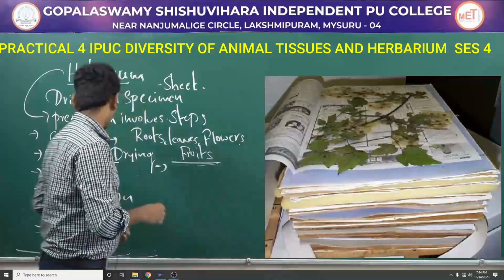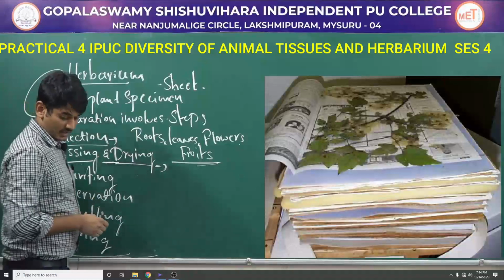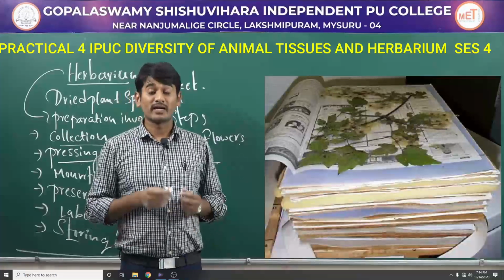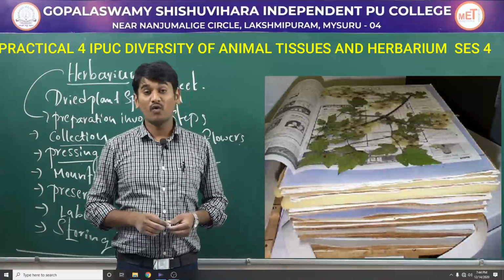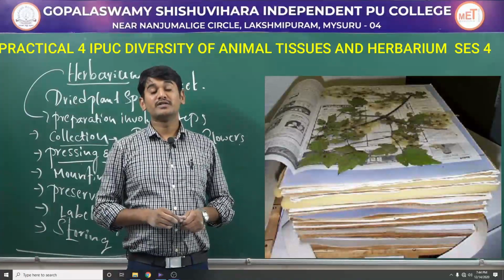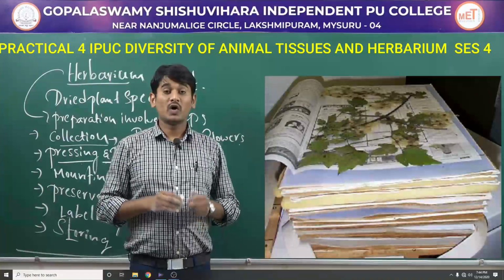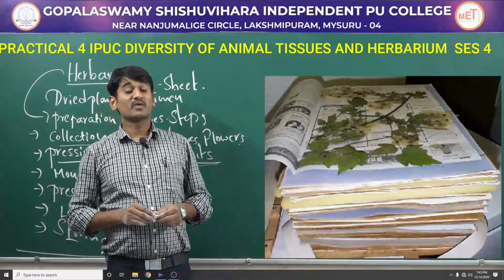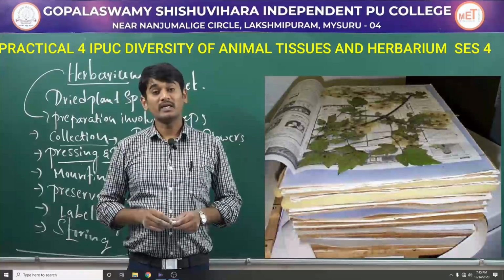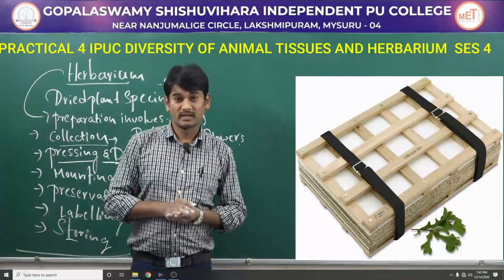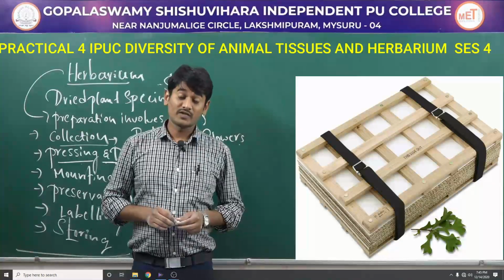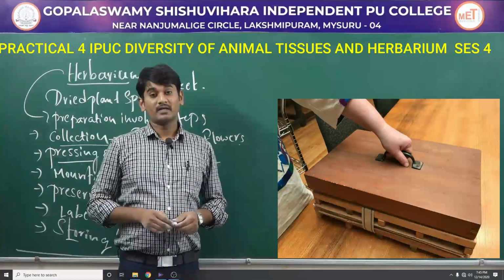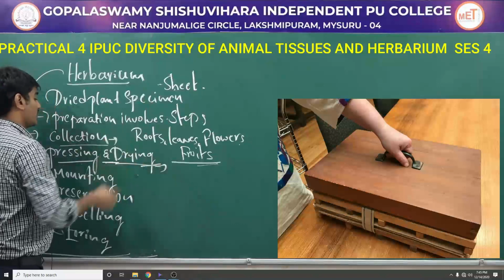The second step is pressing and drying. During this process the collected plant specimen is spread out between the folds of old newspaper, spread out to avoid the overlapping of plant parts. After this, the newspaper with the plant specimen should be placed in a plant press for drying. After 24 to 48 hours, the press is opened. These are all about the second step of the herbarium process.